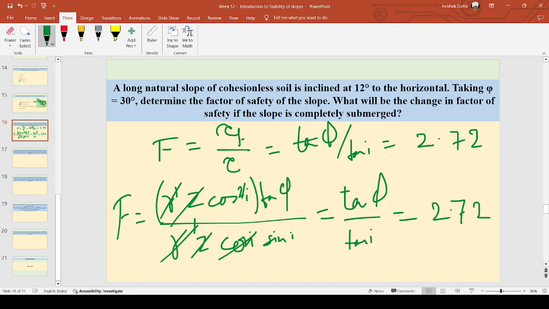Hence, due to submergence, the factor of safety remains the same, because there is a change in both the numerator and denominator, which cancel each other out. So there is no change in the factor of safety if the slope is completely submerged. Point to be noted, we haven't considered any seepage over here. Had we considered seepage, the factor of safety would have changed. That is given in the next question. We'll see.